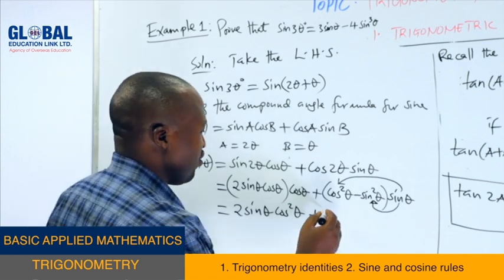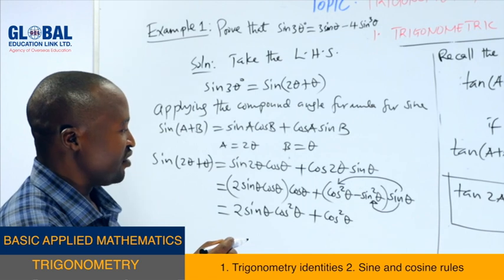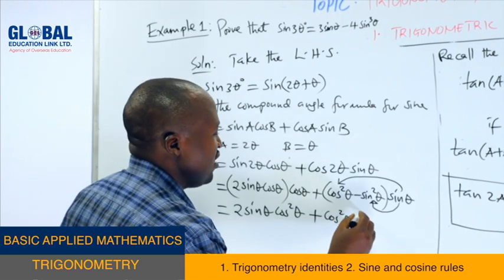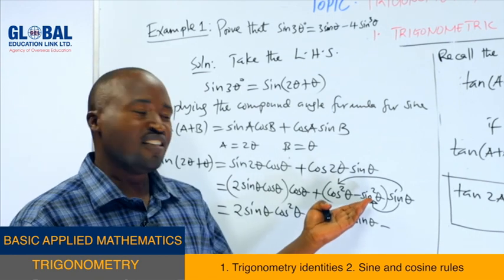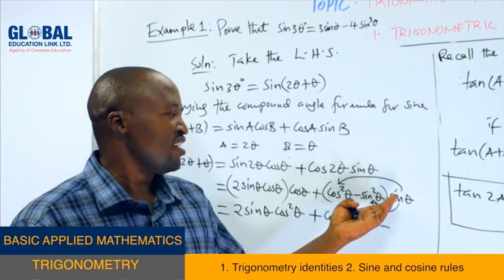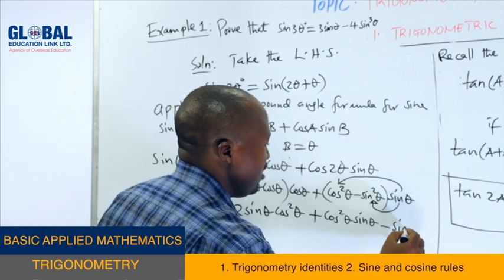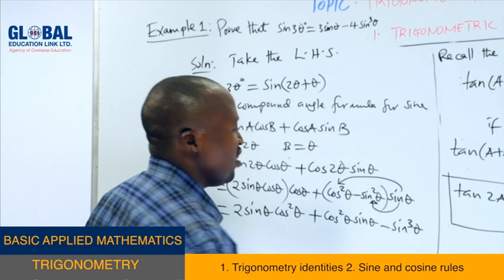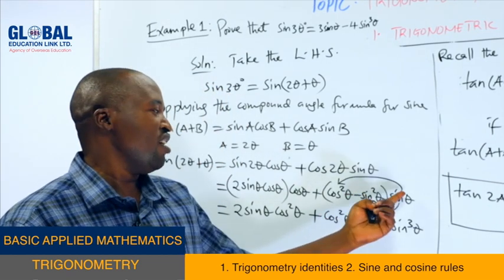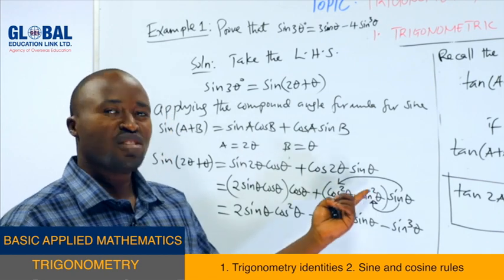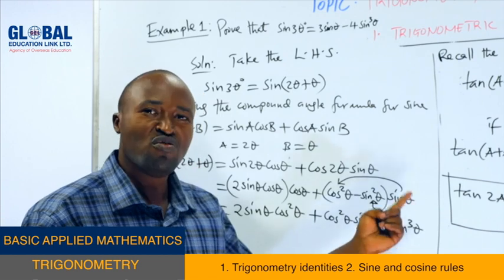So we are going to have cos squared theta sine theta, minus then sine squared theta times sine theta. So here we have sine cubic theta. Why? Because here the power is 2 and here we have 1. So sine squared theta times sine theta gives sine cubic theta.